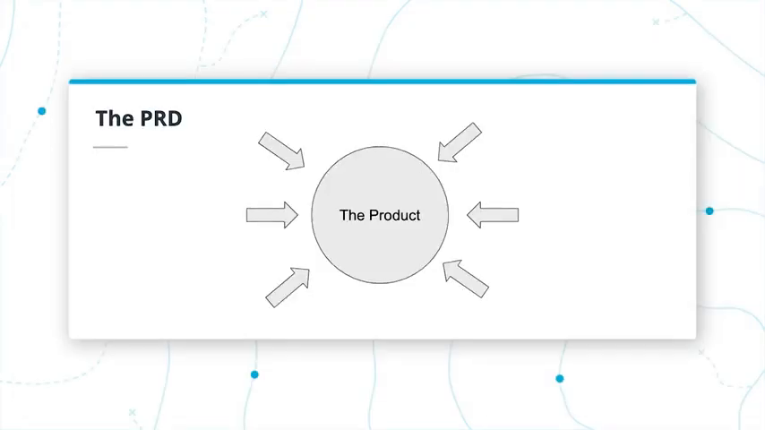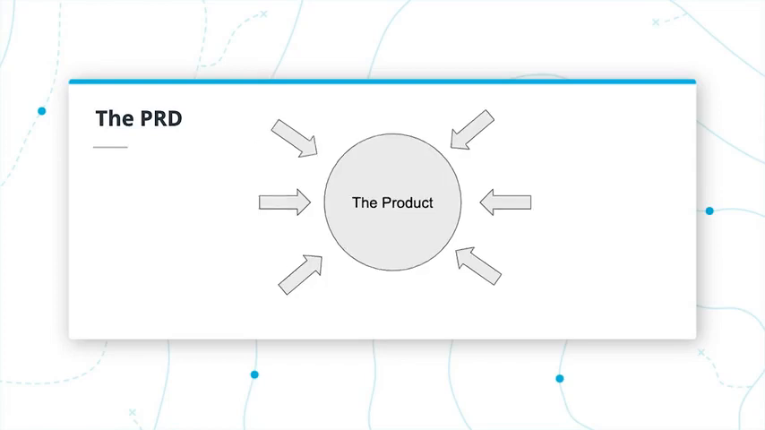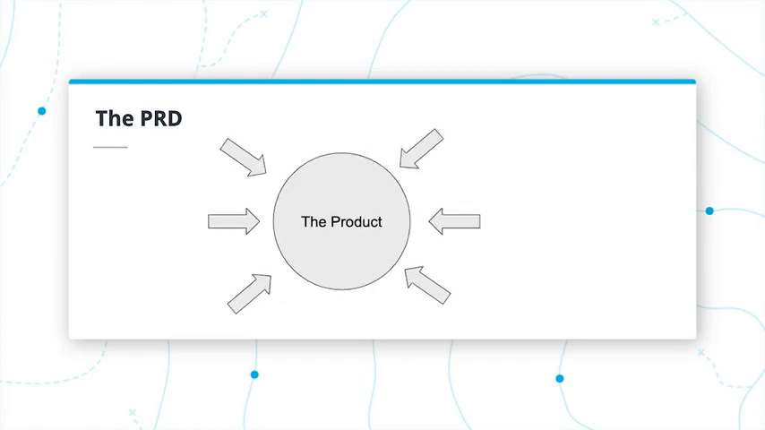The PRD is super important. I've seen teams struggle when PRDs don't exist or when PRDs are incomplete or not updated. You'll have a whole bunch of people trying to move the product in different directions. Oftentimes, this means that people might not be working towards the same goal. It doesn't work very well, and it looks something like this.